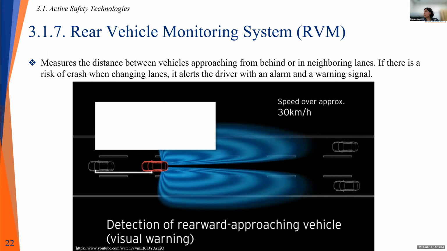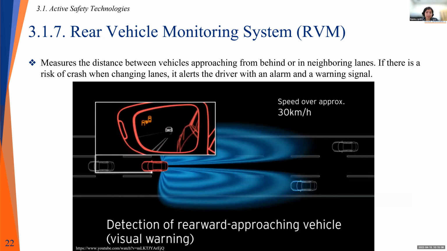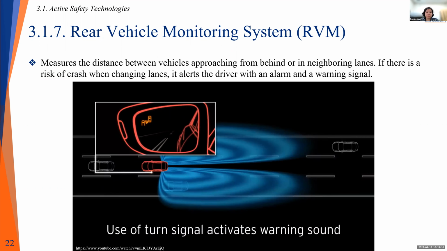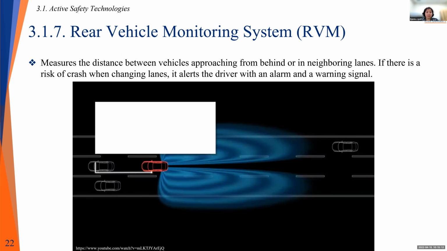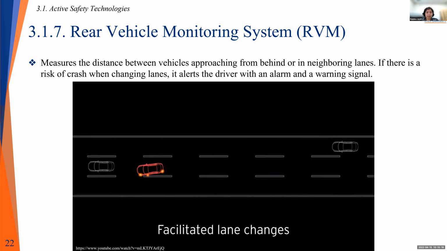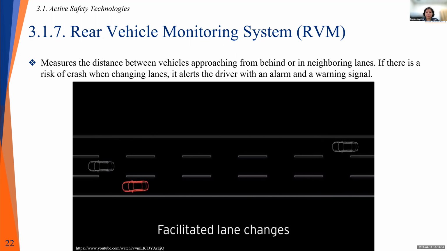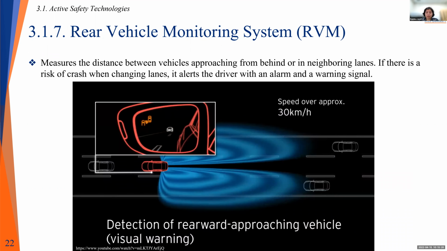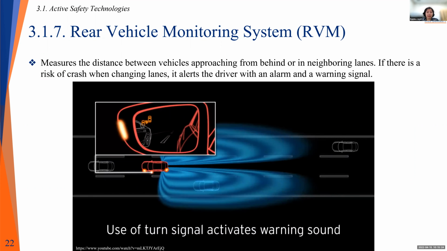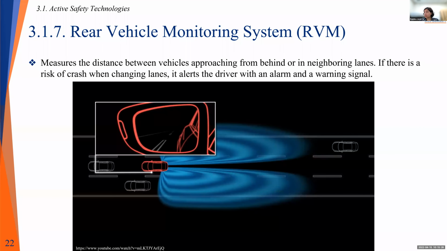The next one is Rear Vehicle Monitoring System, or RVM. So RVM measures the distance between a vehicle approaching from behind or in neighboring lanes. If there is a risk of crash when changing lanes, it alerts the driver with an alarm and a warning signal.